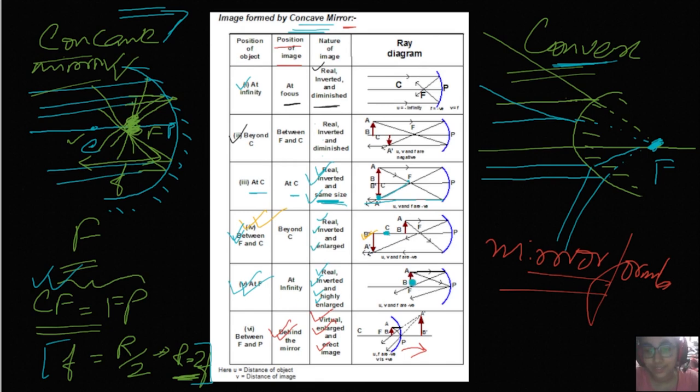When the object is placed at F, you know what will happen. All the rays after reflection will go towards infinity. So the image will be real, inverted, and highly enlarged. Okay. When the object is kept between F and P, we will no more get a real image. Now we will get a virtual image. So it will be virtual, enlarged, and erect. Okay, so that was it for the concave mirror.